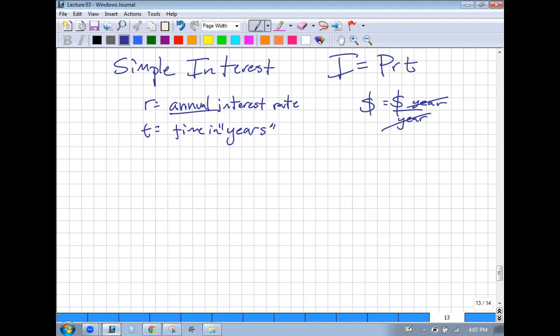So if you're trying to remember formulas, think about the units. The units have to match up here, okay? So later on, we'll have different formulas.